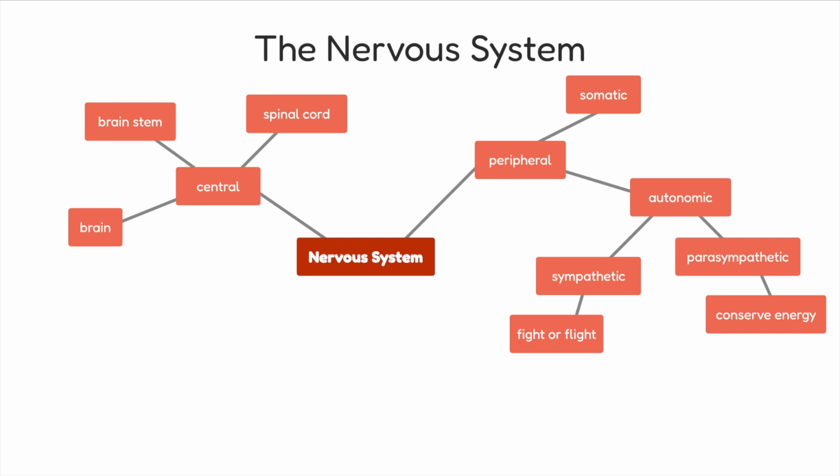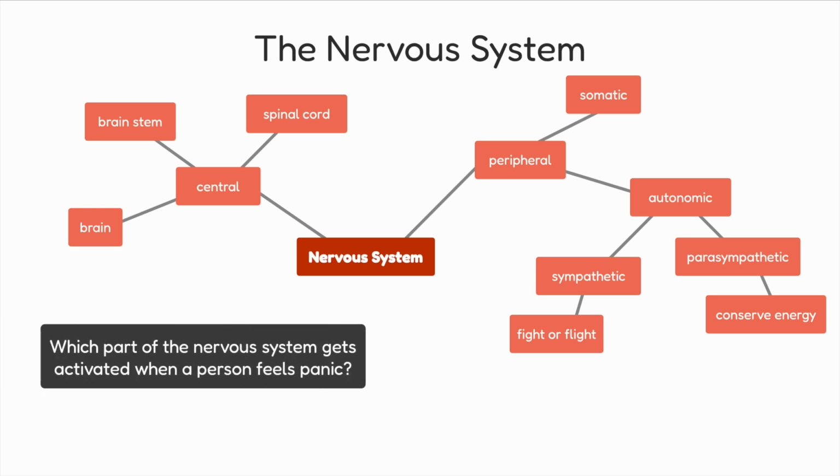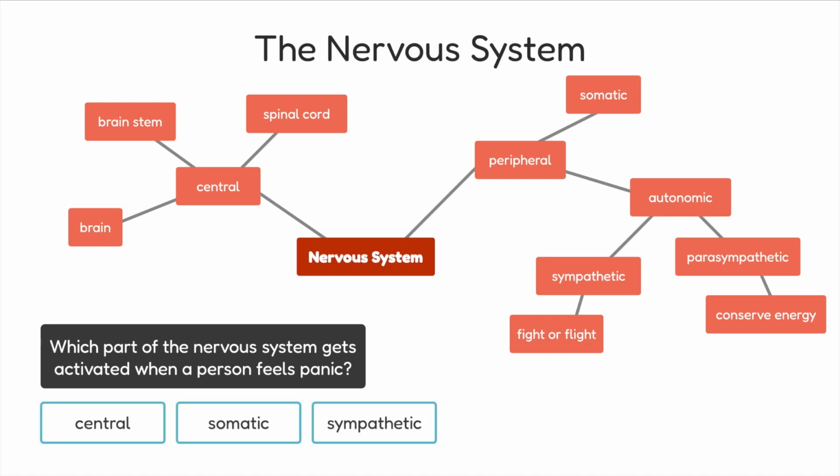This particular bubble map is about the human body's nervous system. As we look more closely at it, we need to answer the question, which part of the nervous system gets activated when a person feels panic? Our answer choices are central, somatic, sympathetic, or brainstem. This is some interesting stuff. Let's get started. As we noted before, the nervous system is the main topic here.